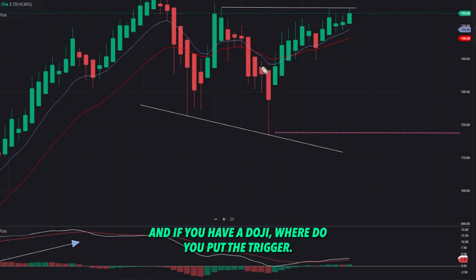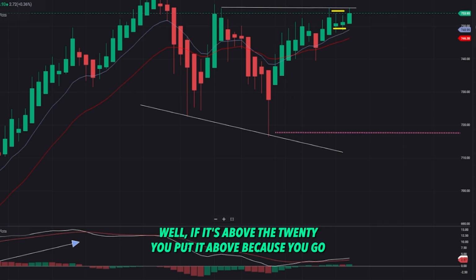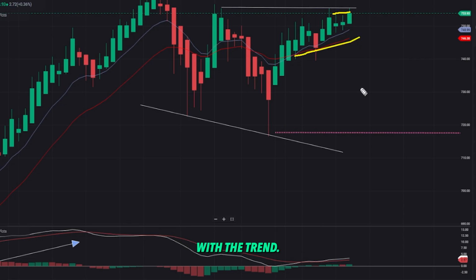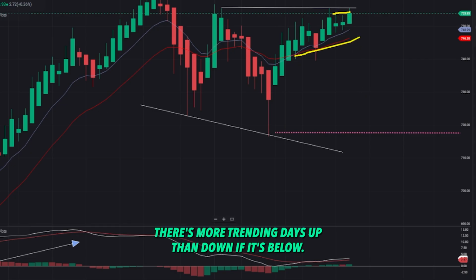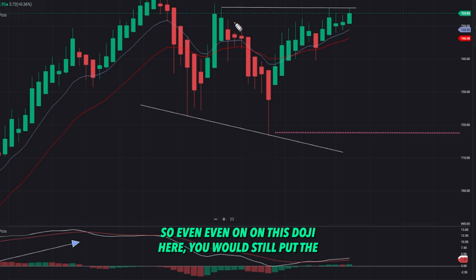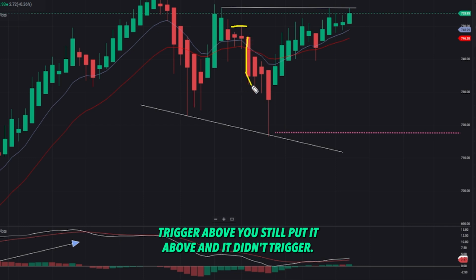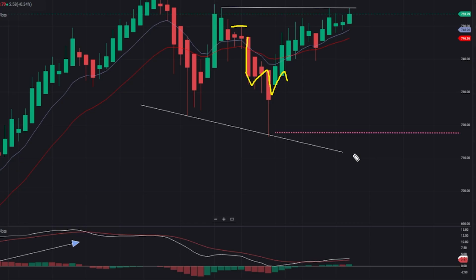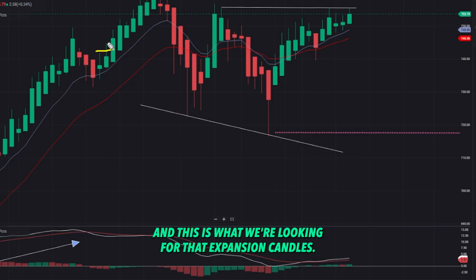And if you have a doji, where do you put the trigger? Do you put it on a buy or do you put it on a sell? Well, if it's above the 20, you put it above because you go with the trend. There's more trending days up than down. If it's below, so even on this doji here, you would still put the trigger above. You still put it above, and it didn't trigger, okay? Trigger above. And this is what we're looking for, that expansion candles.